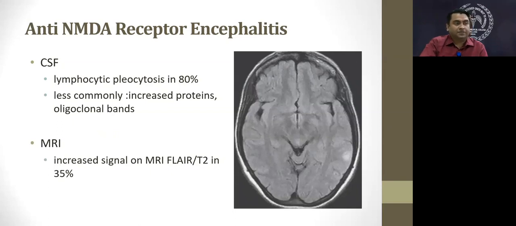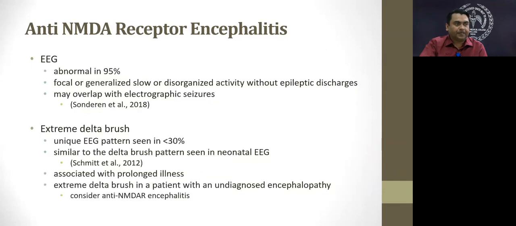The CSF may present non-specific lymphocytic pleocytosis in the majority, and sometimes may have increased proteins and OCBs. MRI can be normal, but in about a third, you may have some non-specific T2 or FLAIR hyperintensities. EEG may have some form of non-specific abnormality in a majority, usually has a slow wave pattern, focal or generalized slowing, and usually disorganized without epileptic discharges. Although there may be an overlap with some electrographic seizures as well.